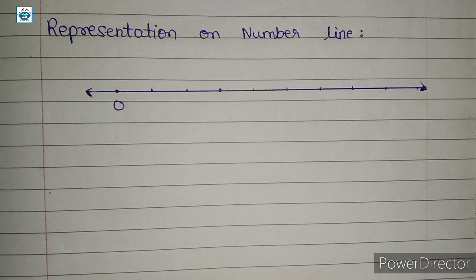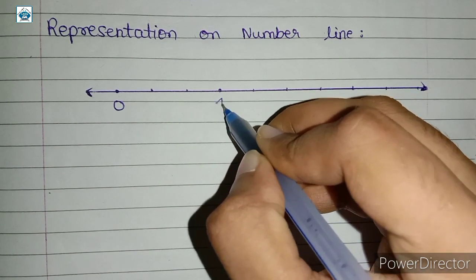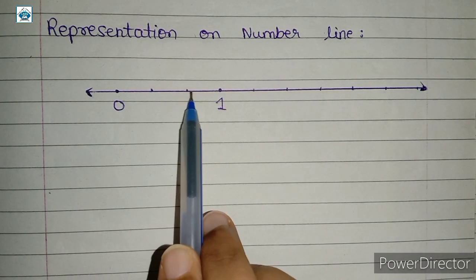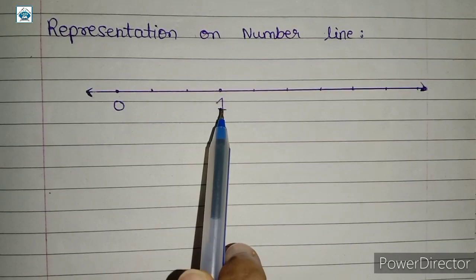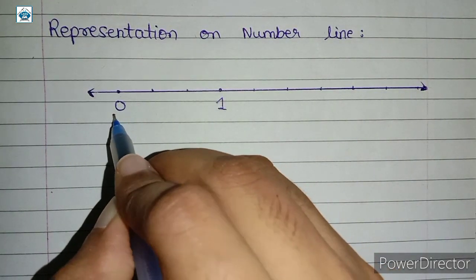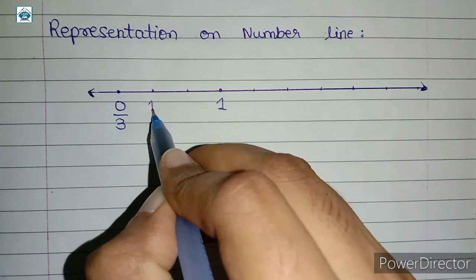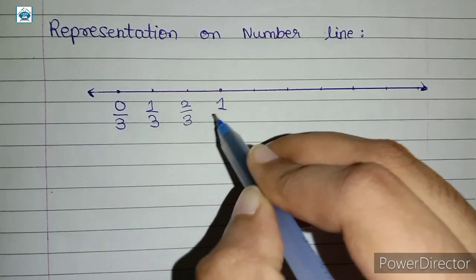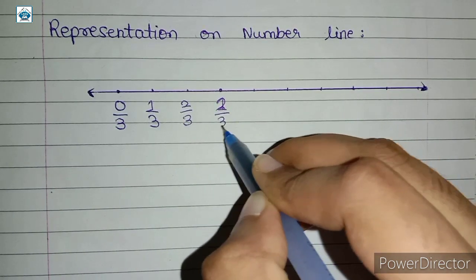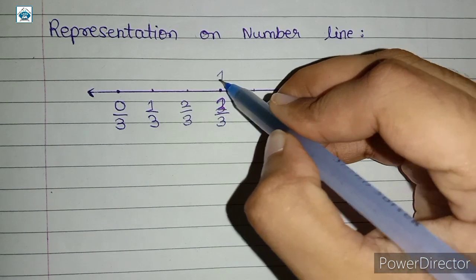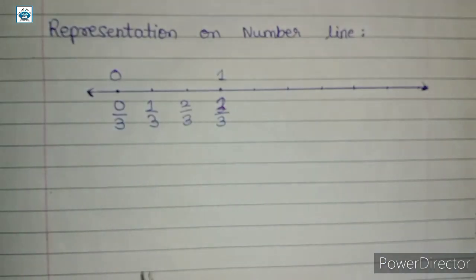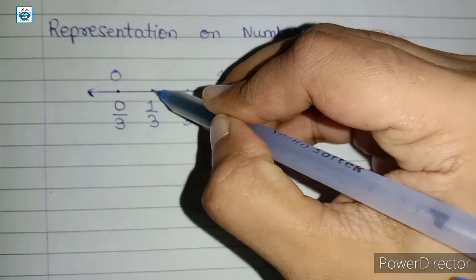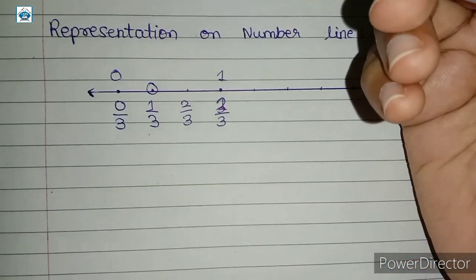It lies between 0 and 1. So let this point be 1 over here. And as you can see, there are 1, 2 and 3 divisions between 0 and 1. So this can be written as 0 by 3. This point after 0, it will be 1 by 3. As you saw earlier, this will be 2 by 3. And this you can write as 3 by 3. 3 by 3, that means 1. So between 0 and 1, we can find the rational number 1 by 3. So this is how we will represent 1 by 3 on the rational number line.